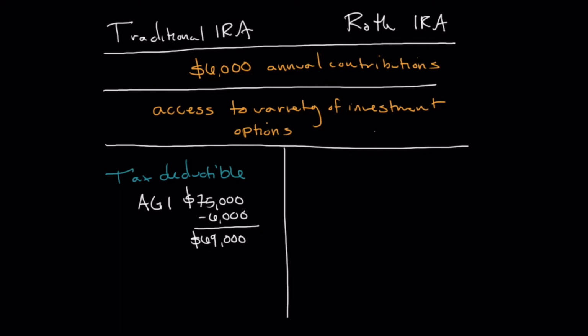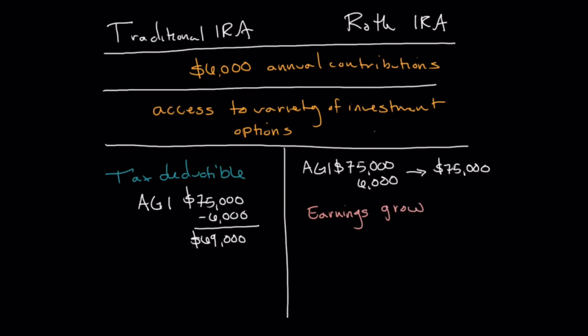Now, with a Roth IRA, we actually do not receive any tax deductions with our contributions. So in the same example, if you were to have an adjusted gross income of $75,000 and you contributed $6,000 into your IRA, your deductions or your AGI would still stay at $75,000. And so there is no benefit from a tax standpoint, at least at the beginning. And that's because with contributions in a Roth IRA, your earnings grow tax-free.